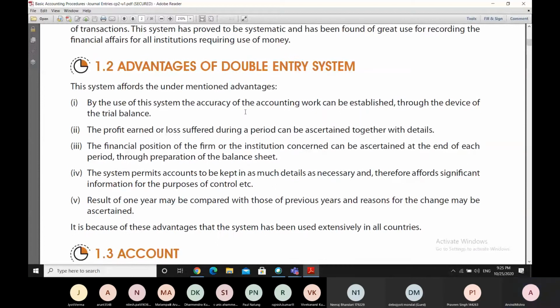Number one, by this system, we can check the accuracy of the accounting work as we are making entries through the device of trial balance. Because as we prepare the trial balance, if we have made any inaccuracies or any incorrect entries, then the trial balance would not balance, or some error would arise in the trial balance. So through the device of trial balance, we are able to check the accuracy of our accounting work in the double entry system.